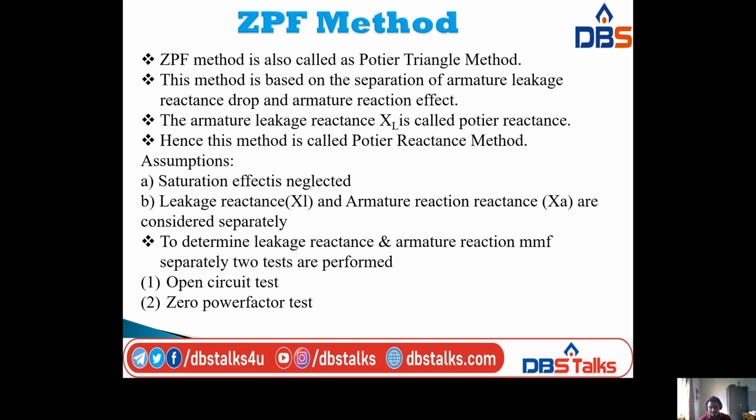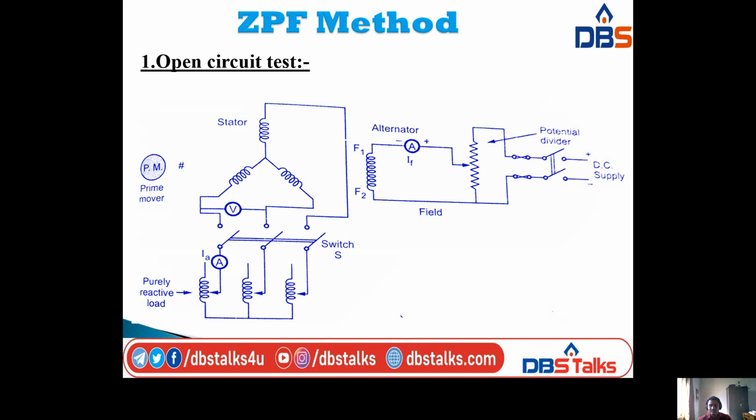and armature reaction effect. To determine leakage reactance XL and armature reaction MMF separately, two tests are performed: one is the open circuit test and the other is the zero power factor test. In the previous methods, we saw two tests, that is open circuit and short circuit. Now in this method, we are using two tests, that is open circuit test and zero power factor test. Coming to the first one, the open circuit test.